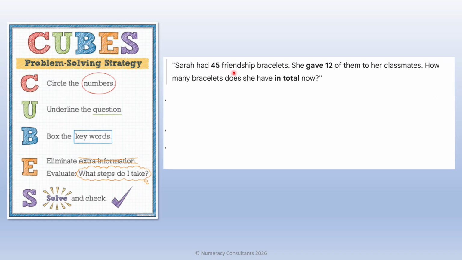It says, Sarah had 45 friendship bracelets. She gave 12 of them to her classmates. How many bracelets does she have in total now? If we follow the strategy, we circle the numbers. People like the strategy because it's step by step and we feel like it's helping students, okay? Next, underline the question: how many bracelets does she have in total now?